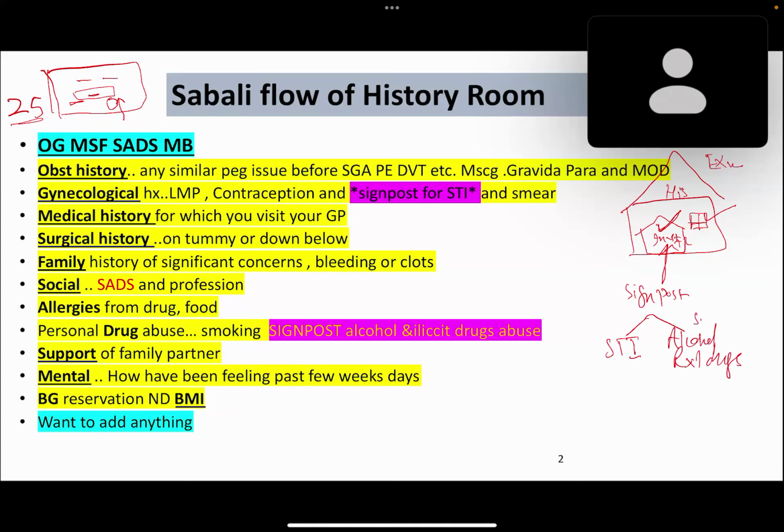For smoking, no need. So you can say, pardon me, do you smoke, drink alcohol or use recreational drugs, in one liner? Usually in a flow, in SPT, I want you guys to use this. But in a long case, it's okay. If you are smoking, then for alcohol and recreational drugs, you can use that. Am I clear?